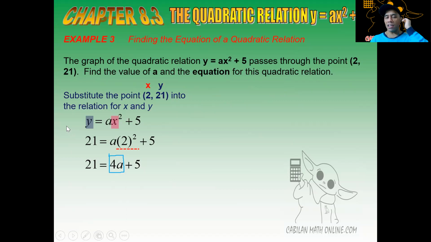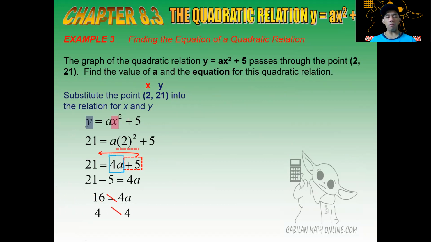Since the 4a is going to stay where it is, we have to take care of everything else around it. The first thing we need to do is take the 5, move it to the other side, and subtract it from the 21. So we have 21 minus 5, which gives me 16. And the last step to solve for a, remember we have to divide both sides by the coefficient, which is the number attached to the letter in this case. So for the final step, we divide both sides by 4, and 16 divided by 4 gives me 4.